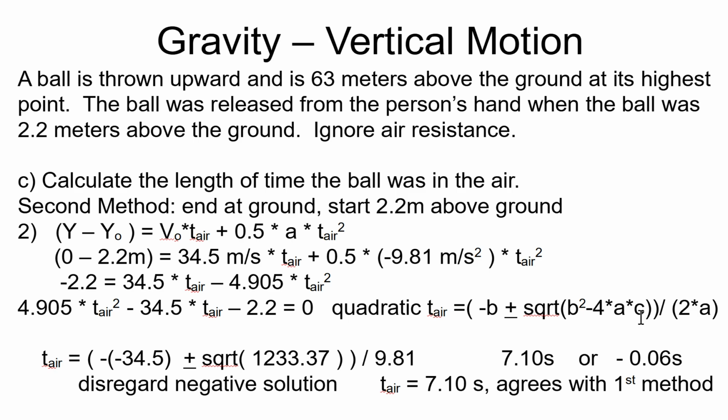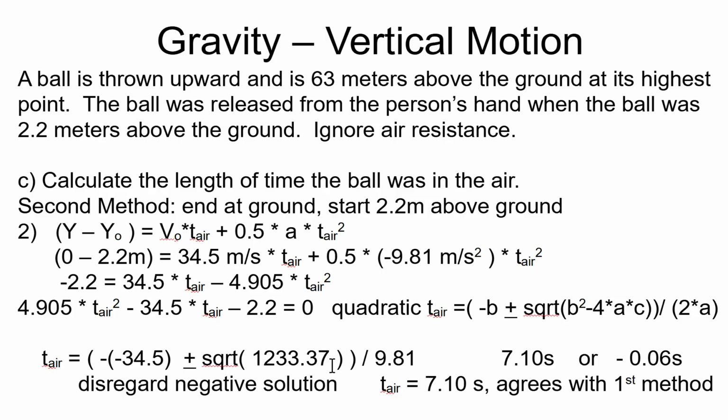Something to be careful of here: what is the value of c? C is a negative number. When you do this calculation, make sure you're multiplying by minus 2.2 in the process. So the steps I came up with: minus b, I get minus a minus 34.5. Again, b itself is a negative quantity. Plus or minus the square root, and you should pause and do this calculation. B squared minus 4ac, the discriminant. I came up with 1233.37.